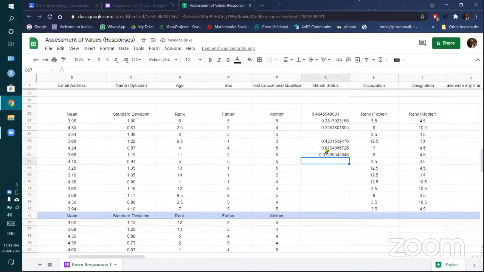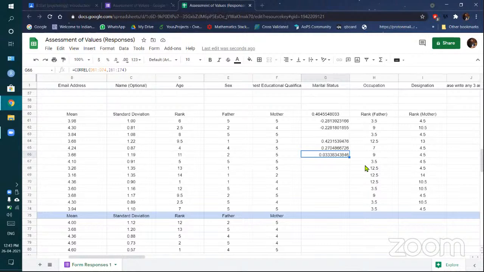Sir, here are the results. So 0.27 is the correlation of the ranks given by the general population and my father. 0.03 is the correlation between the ranks given by the general population and the ranks given by my mother.